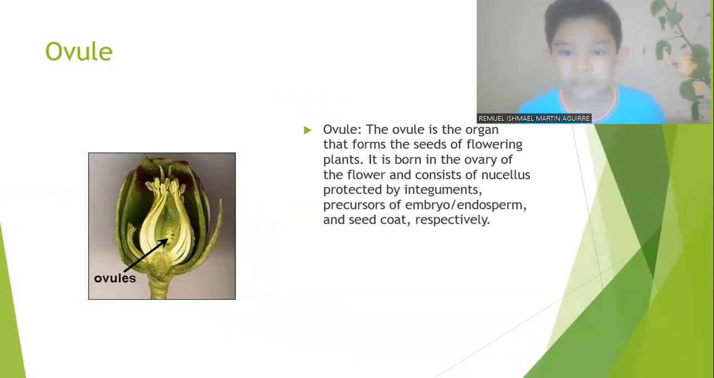Ovule. The ovule is the organ that forms the seeds in flowering plants. It is born in the ovary of the flower and consists of nucellus protected by integuments, precursors of embryo, endosperms, and seed coat, respectively.